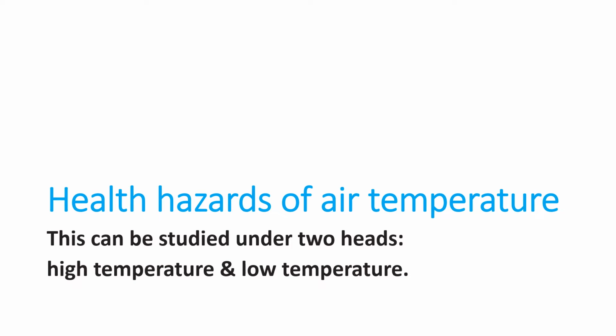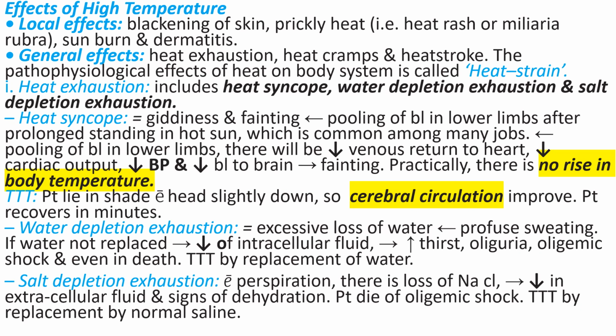Health hazards of air temperature. This can be studied under two heads: high temperature and low temperature. Here are the effects of high temperature. It is either local effects or general effects. Local effects: blackening of skin, prickly heat, which is heat rash or miliaria rubra, sunburn and dermatitis. General effects: heat exhaustion, heat cramps, and heat stroke.